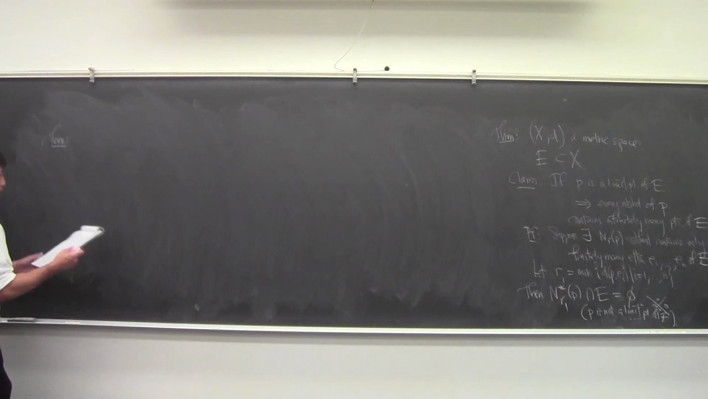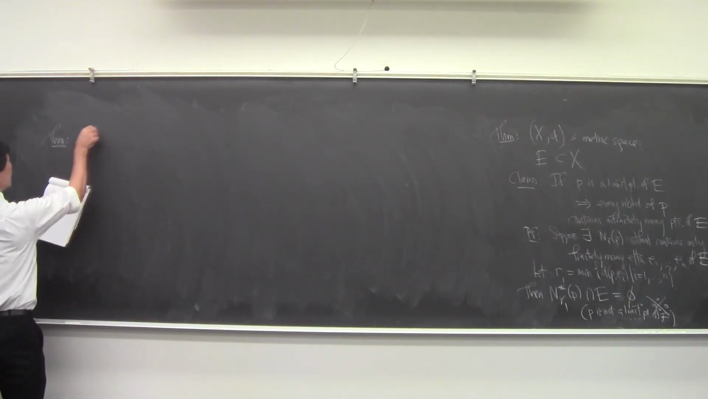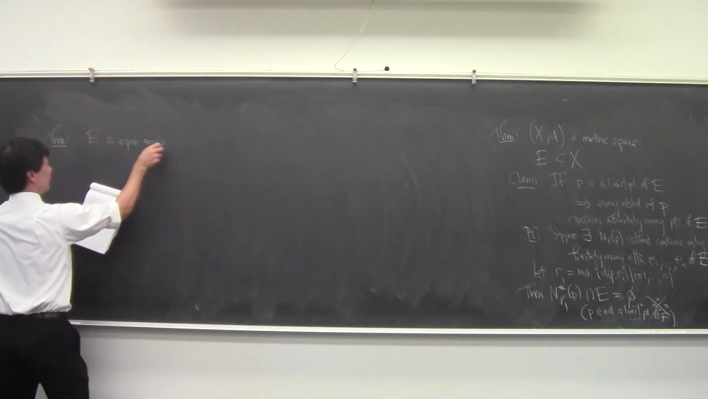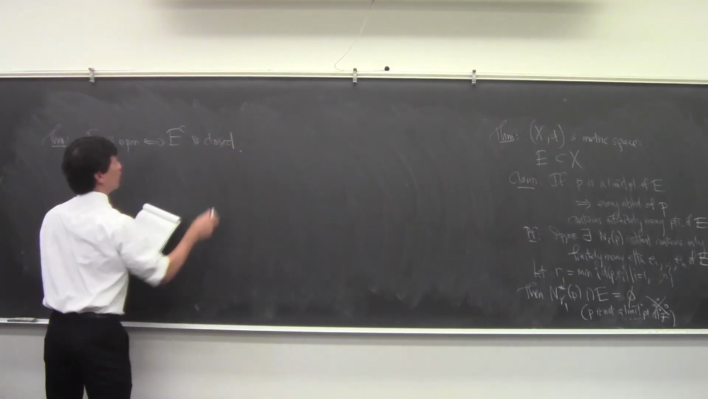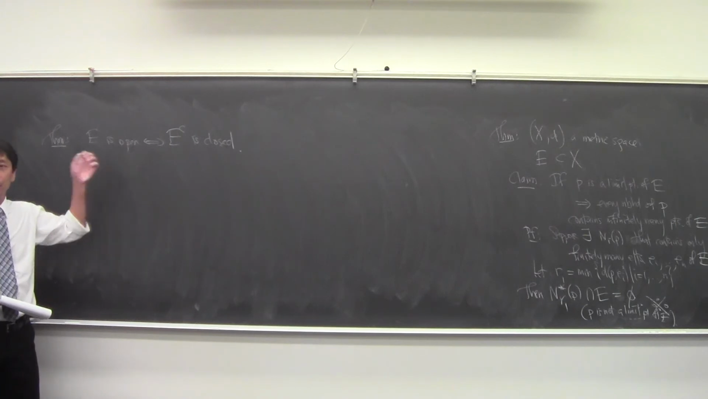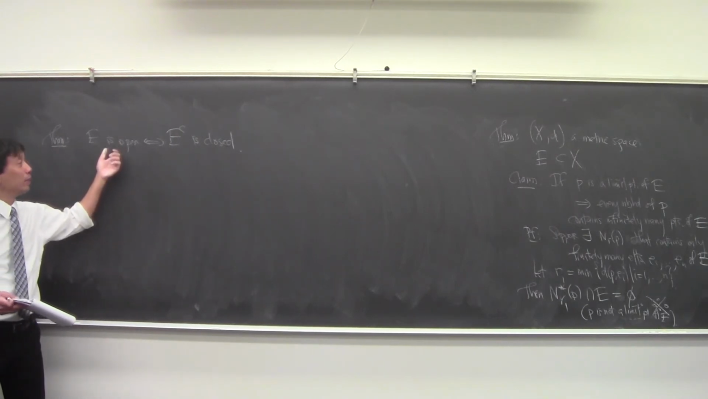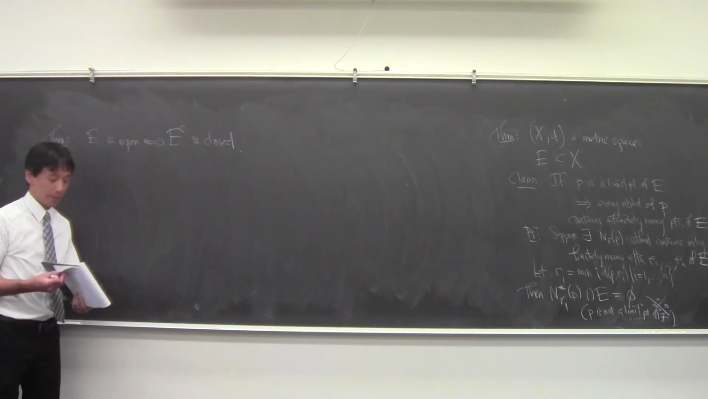Okay, let's go on. So here's a theorem that is pretty useful. E is open if and only if E complement is closed. Some textbooks will define closed in this manner. Rudin defines it rather as saying that closed means that you contain all your limit points, right?